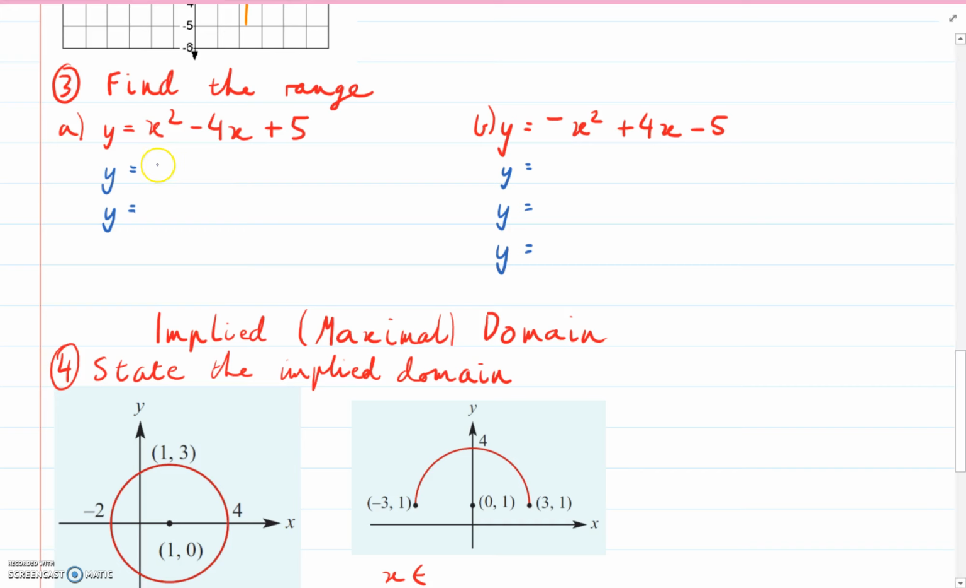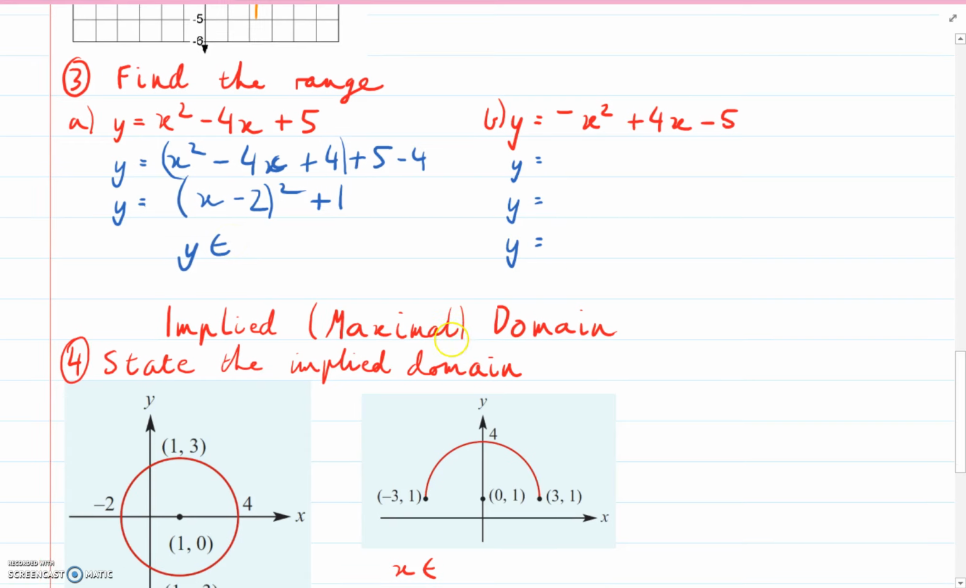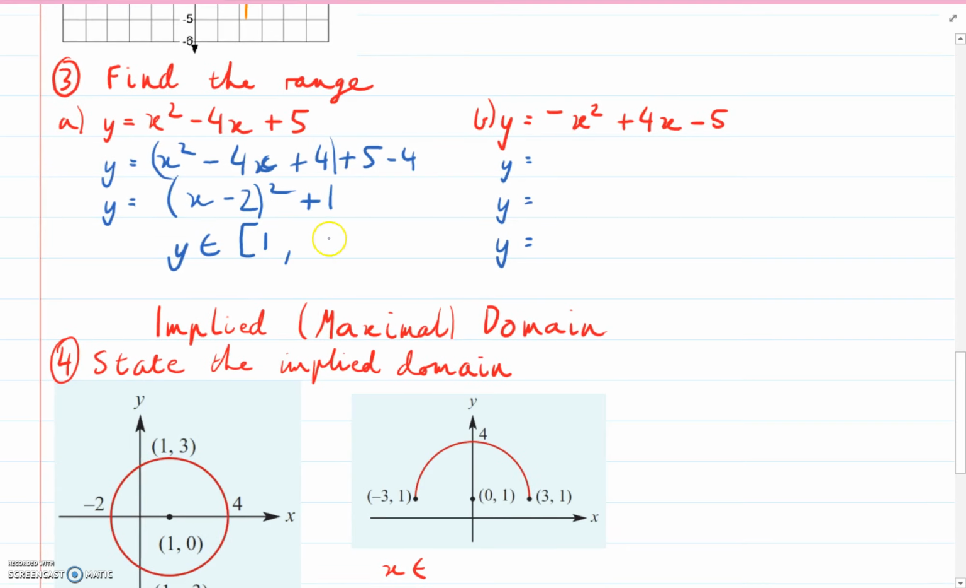I'm going to complete the square to get them into a form that we can use a bit more effectively. What's that going to be? Plus 4 plus 5 minus 4. Factorizing these first ones. And plus 1. So the range, or the y values, would be from 1 to positive infinity. This function's not been reflected or anything like that, so it would come down to 1 on the y-axis and then go up again forever. So it's 1 to infinity.